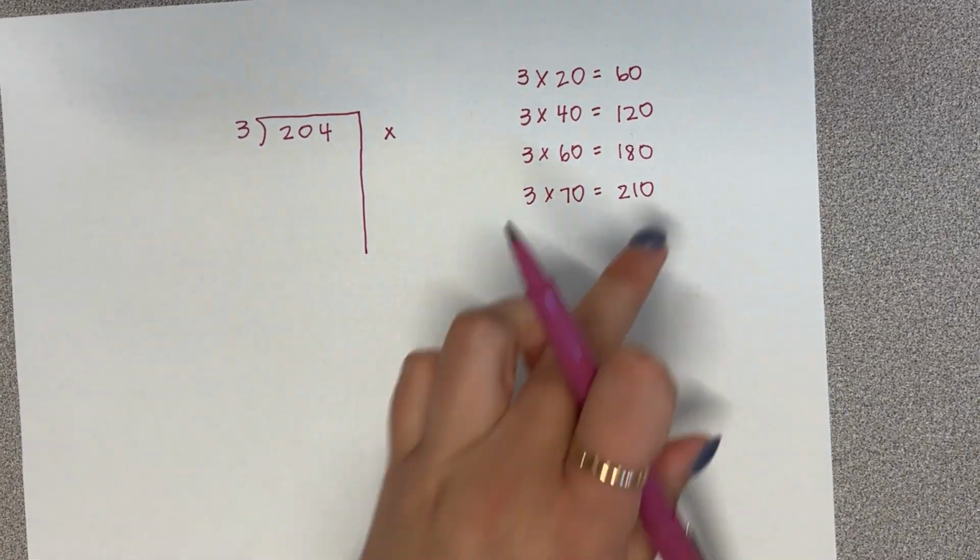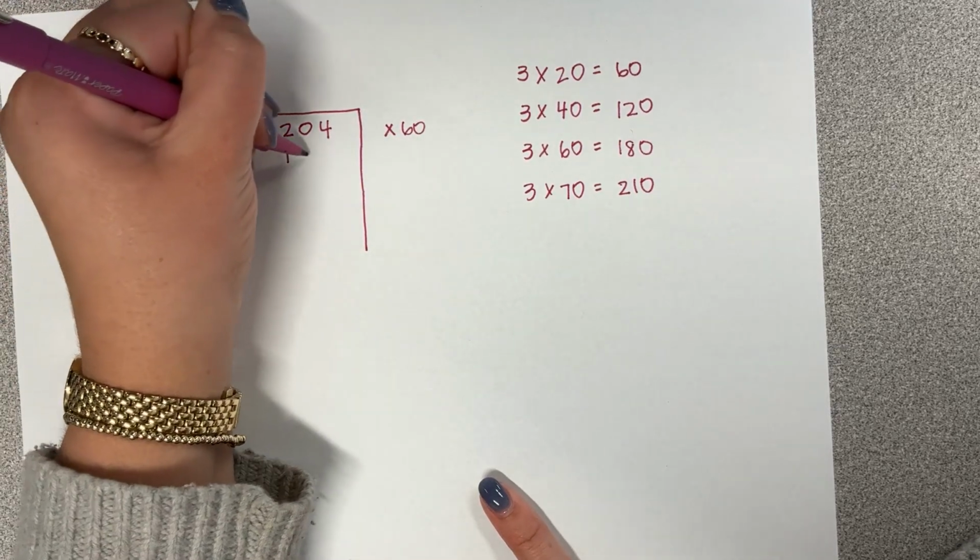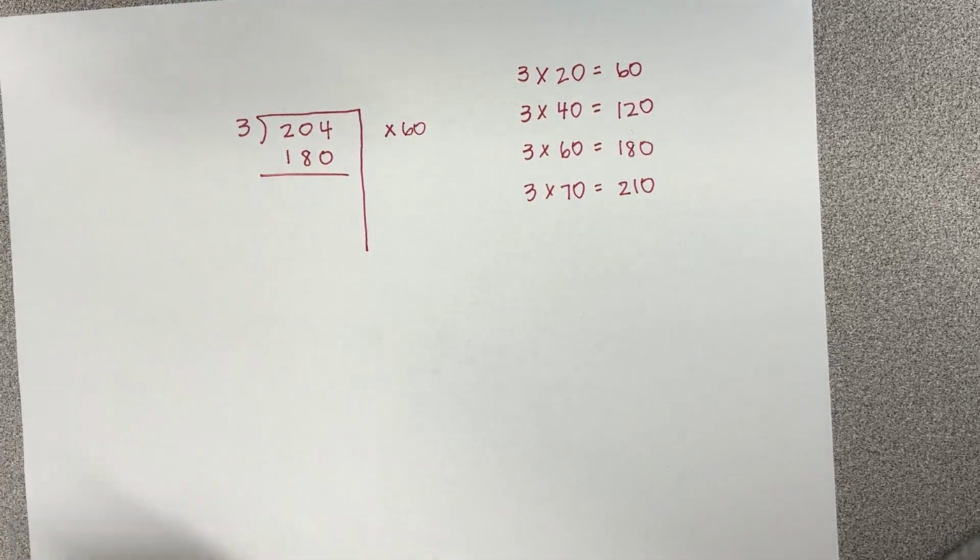So we can see that one is too big. So we want to take over here times 60. And that gets us 180. And then I'm going to have to do some subtraction.